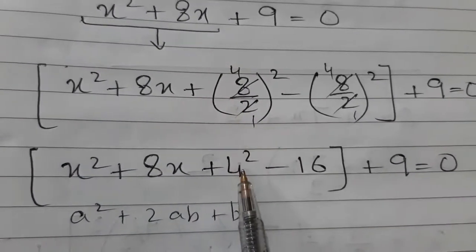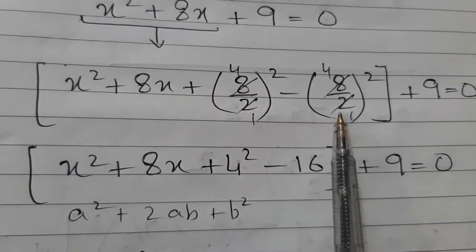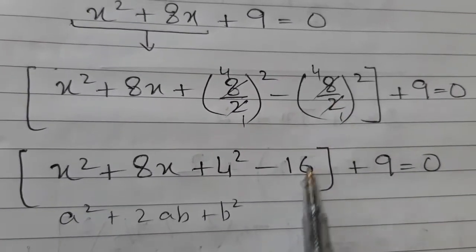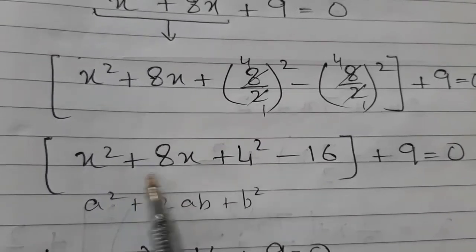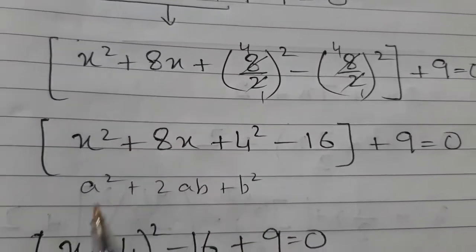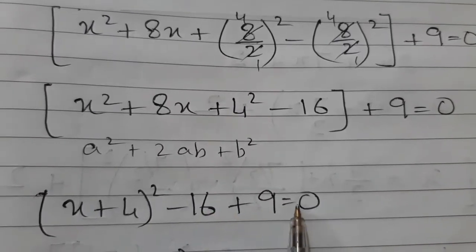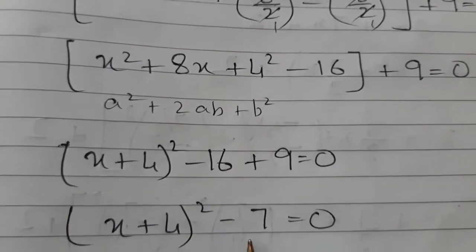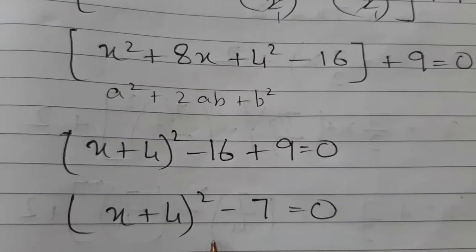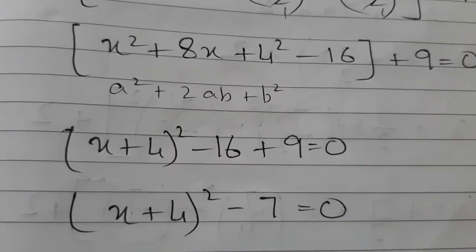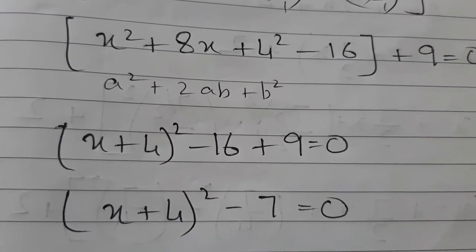So this will become 4 square, and this I'm simply simplifying. 4 square will become 16, and here using algebraic identities it will become x plus 4 whole square minus 16 plus 9, which equals 7, and this is exactly what we have done. Now I can take 7 to the other side and then take square root on both sides.